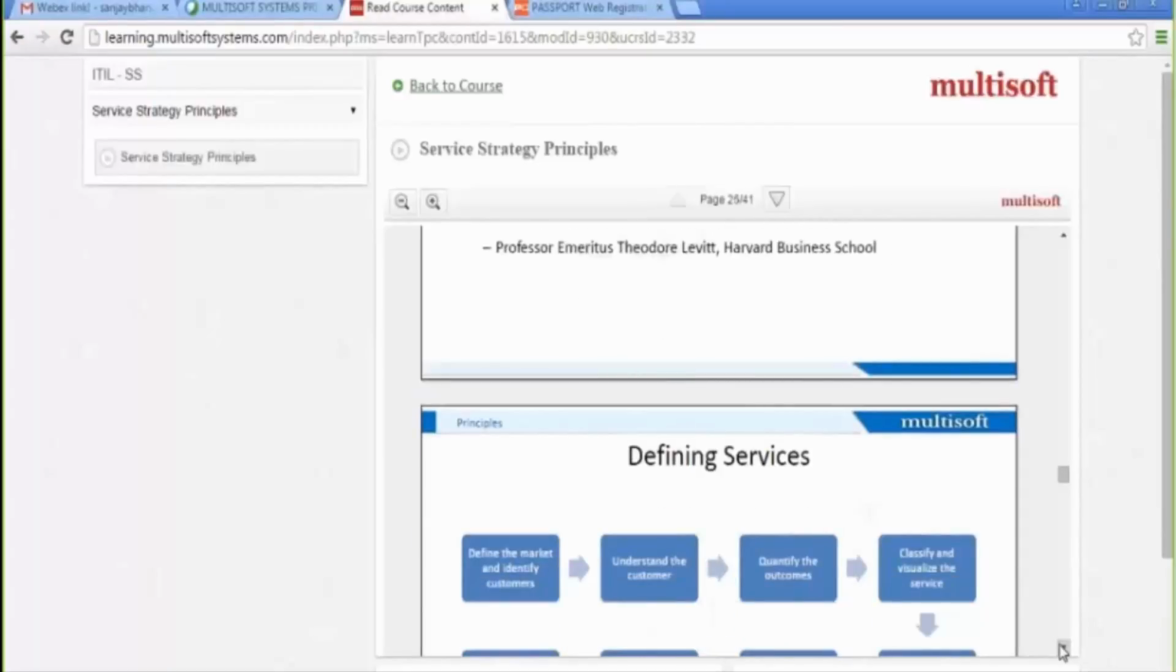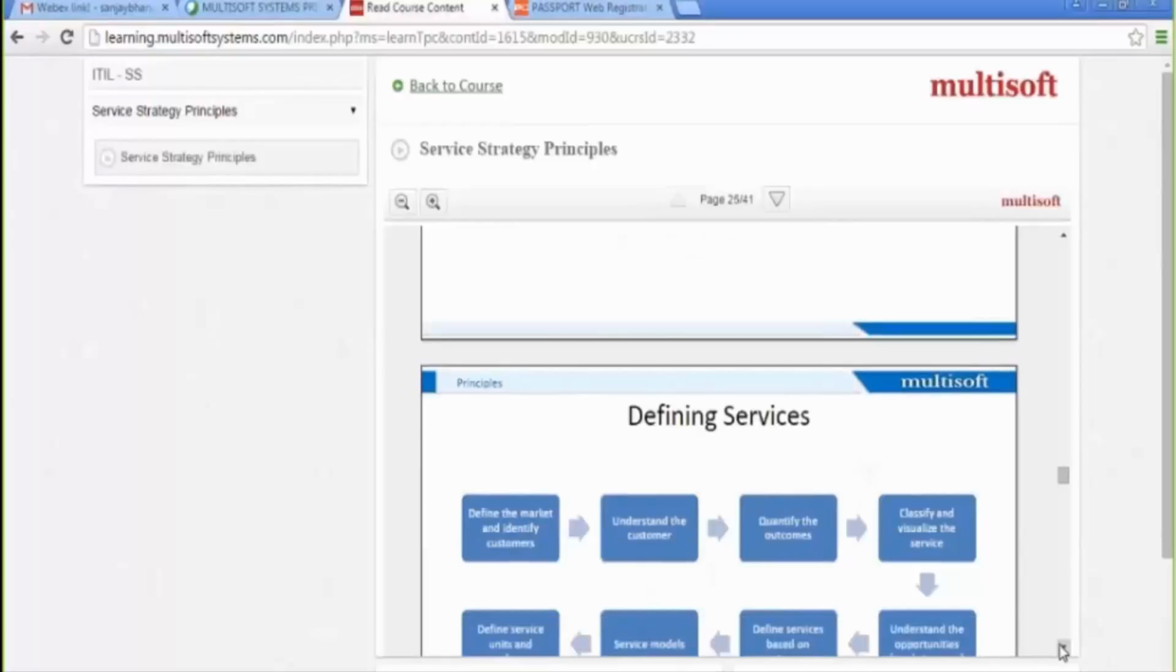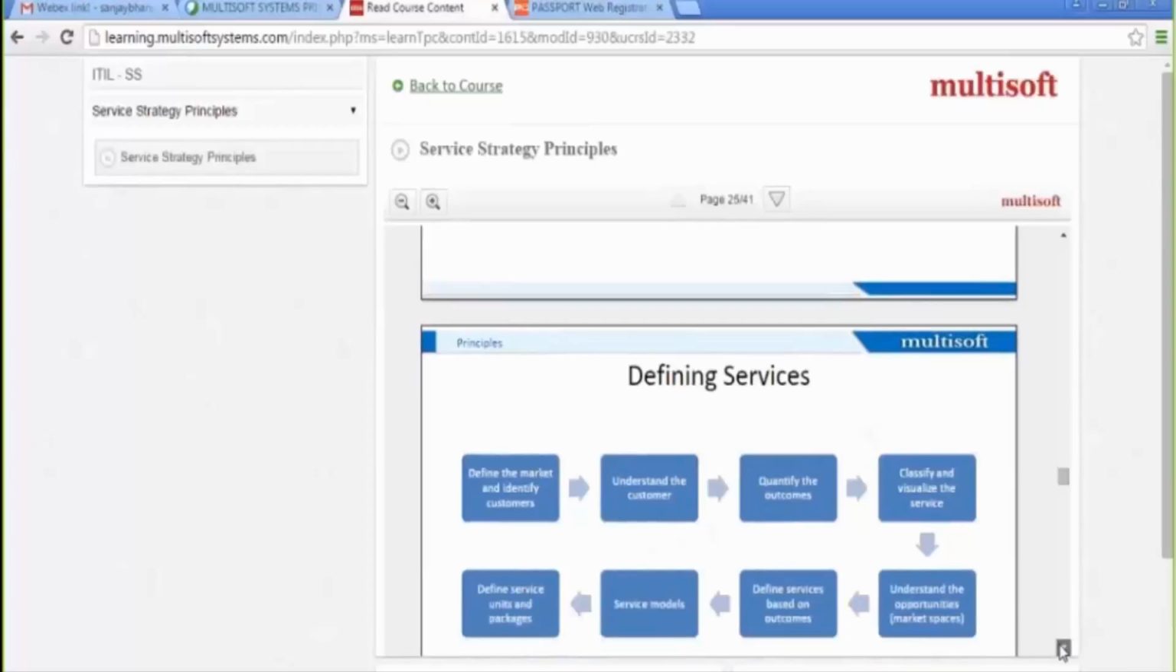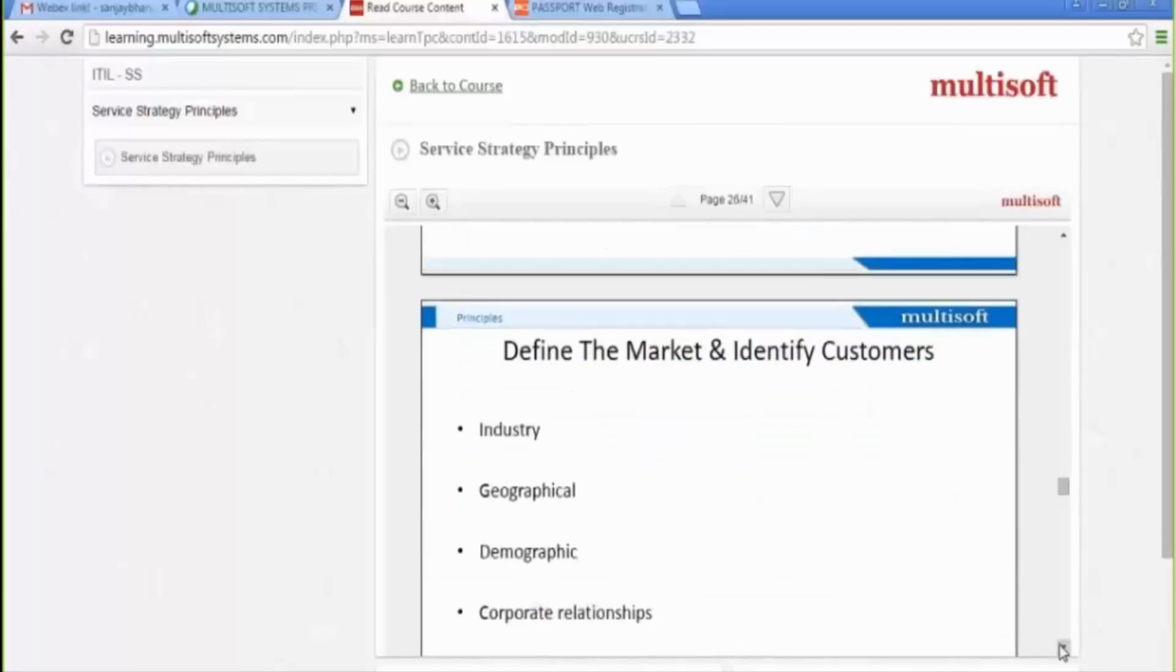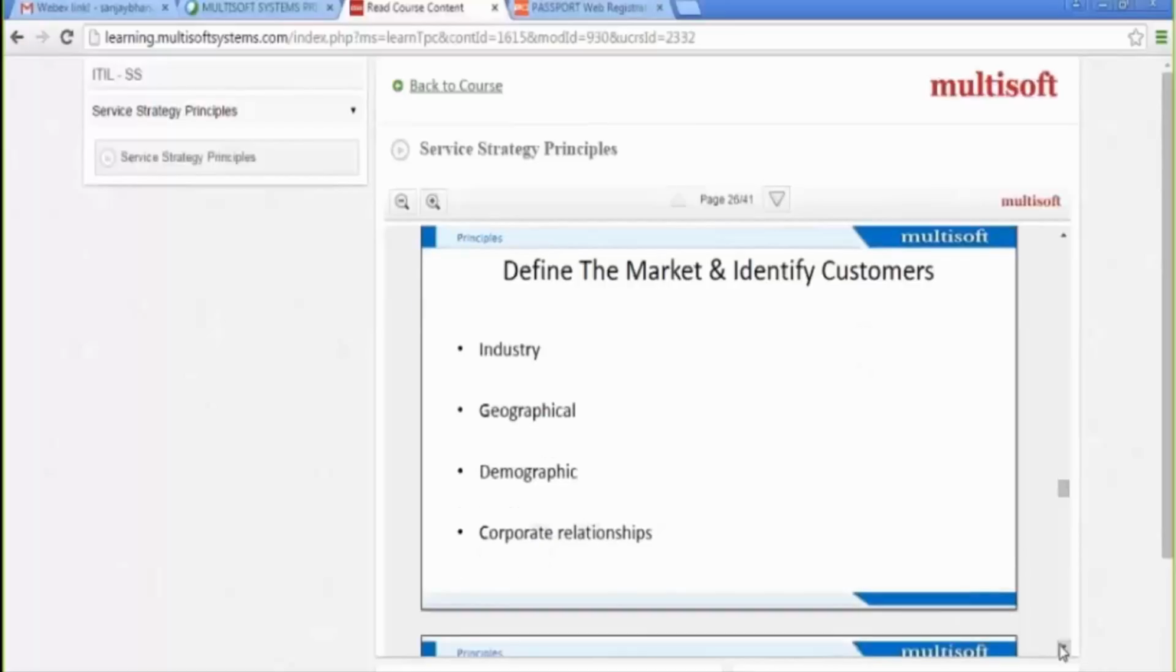Here again, we discuss defining services. How will we define the services? These are the steps: define the market, understand the customer, quantify the outcomes, classify and visualize. We did this, right? So how will you define the market and identify the customer? Based on industry, geographical, demographic, and corporate relationship. Through this, we will identify the market and the customers.